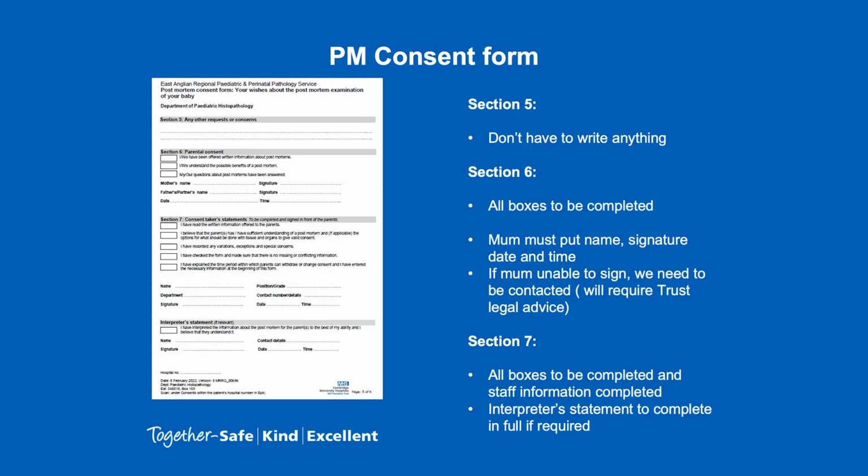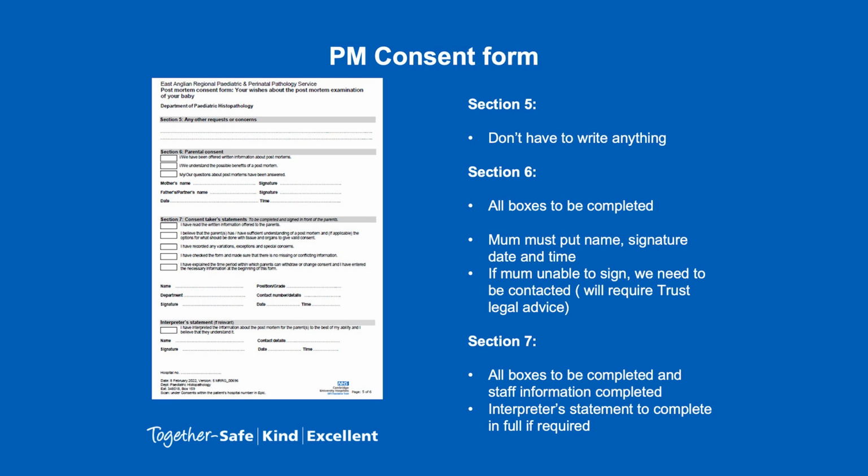Page 5 of the consent form is the signature page. So section 5 at the top, the family can ask the consent taker to put any particular requests or concerns. This can be left blank if there aren't any. Section 6 is for the parental consent section, so there should be a yes in all 3 of those boxes, and then mum must put her full name, sign, date and time, and the father can also do the same. We must have mum's full name, signature, date and time as a minimum in this section.